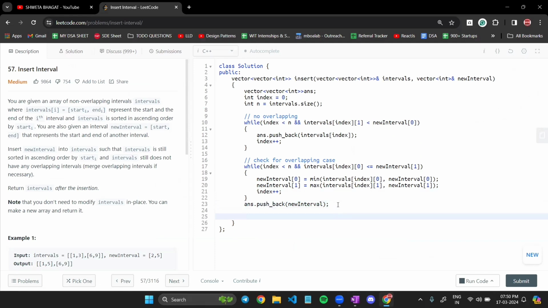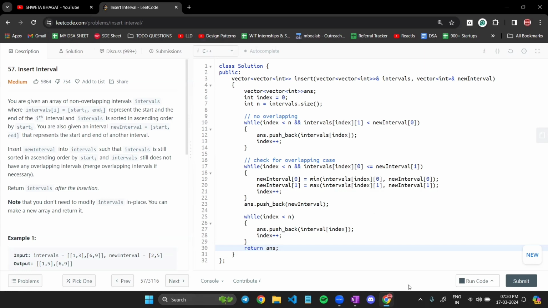Now, once we have added the new interval, we simply keep on adding the rest of the intervals, because it is for sure that this interval does not have anything in common with any of the remaining intervals. Once we come out of this while loop, it won't have anything in common with them. So we keep adding the remaining intervals: answer.push_back(intervals[index]), correct? And we simply increment the index. Finally, we return this answer.